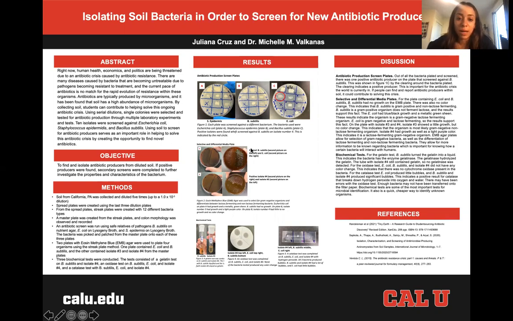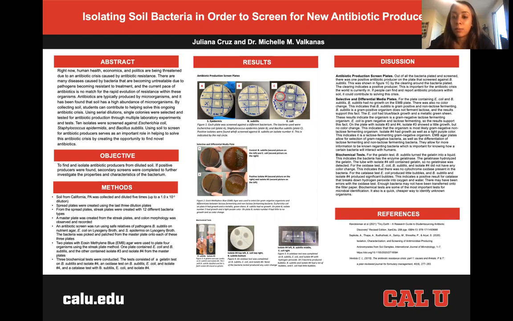Next, we have my selective and differential media plate. Again, I used EMB agar, which allows for the selection of gram-negative bacteria, and it differentiates between lactose fermenting and non-lactose fermenting bacteria. First off, we have B. subtilis, which had no growth on the EMB plate, and there was also no color change. This indicates that B. subtilis was gram-positive and non-lactose fermenting. B. subtilis is a gram-positive organism and does not ferment lactose, so the results support these facts.